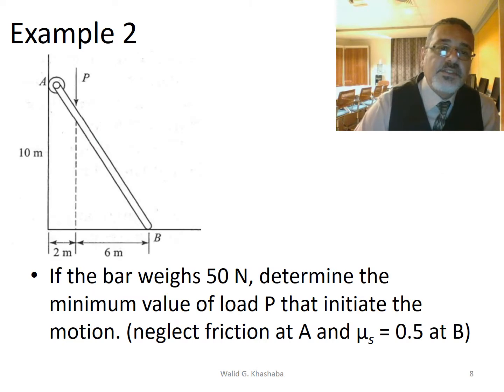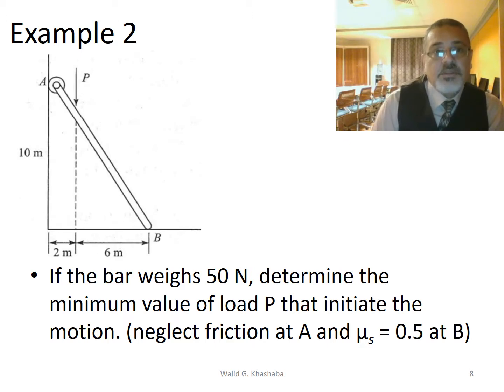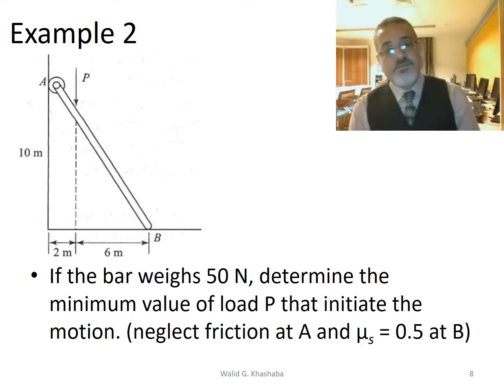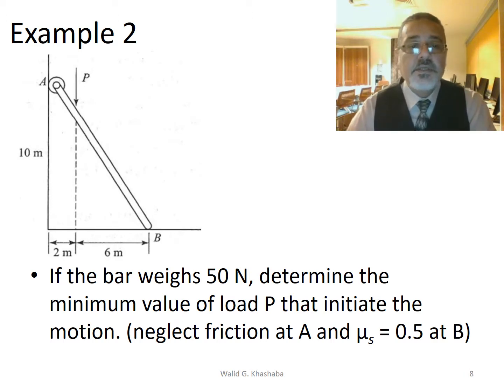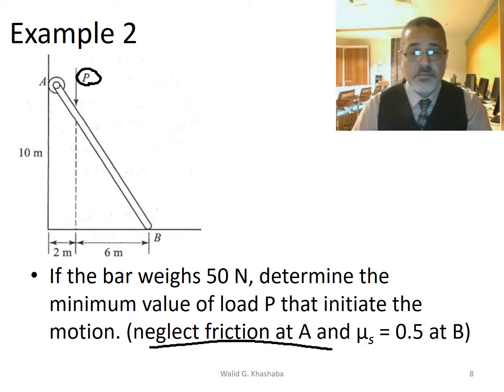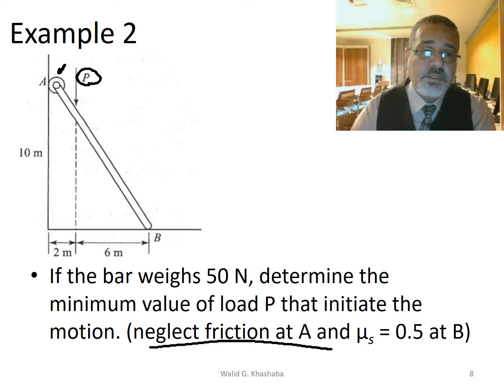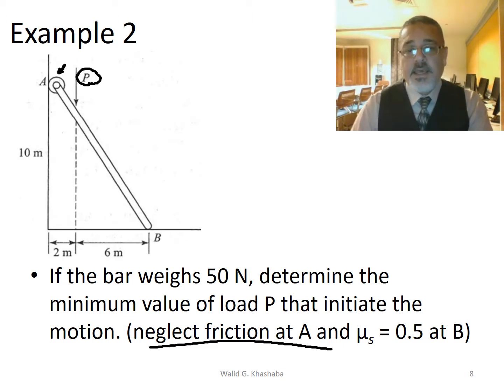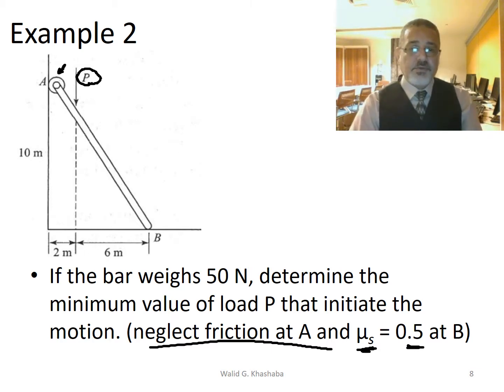Let's see another example. Here we have a bar, as you can see. It weighs 50 Newton. Determine the minimum value of the load P that initiates the motion, neglecting friction at A because of this wheel, as you can see here, and he provides you with mu s, which is 0.5 at B, of course.